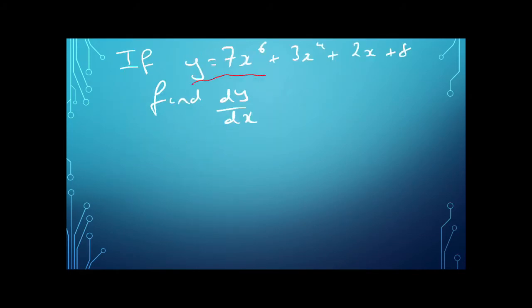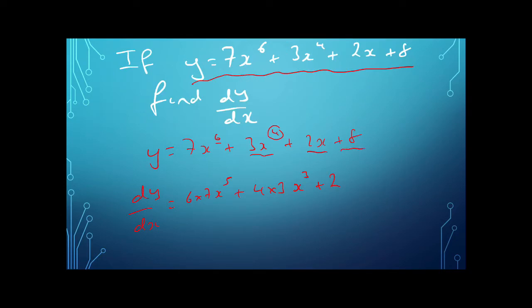If y is equal to 7x to the 6 plus 3x to the 4 plus 2x plus 8, find dy dx. Bit of a monster, this one, but we know how to do it, so no problem at all. Dy dx is equal to, put the 6 in front of the 7 and subtract 1. For the next part, put the 4 in front of the 3, multiply, and then subtract 1 from the 4 to give us 3. The 2x becomes 2, and the 8 disappears.